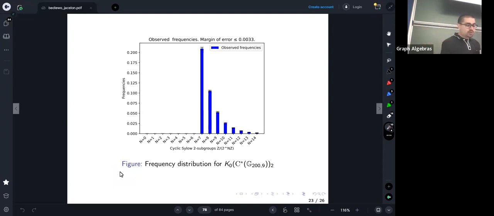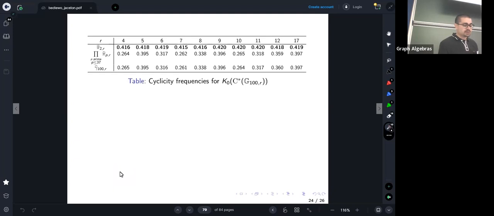But what you do have, seemingly all of the time, no matter what N is, if N is large, no matter what R is, is that the total mass of the bars is about the same. So here's a table illustrating this. For various different values of R, these numbers in bold on the first row are the frequencies with which we observe the Sylow 2 subgroup to be cyclic. And you can see it's all the time about 0.42, whatever R happened to be, independently of R.